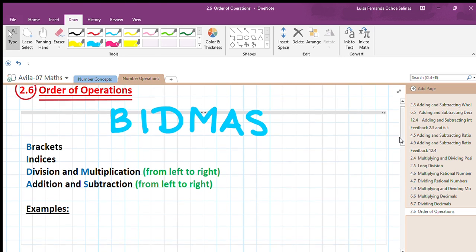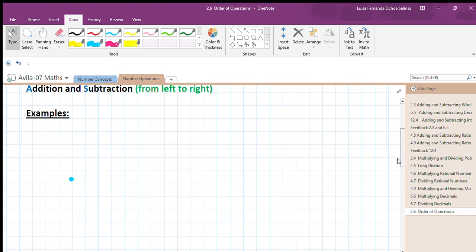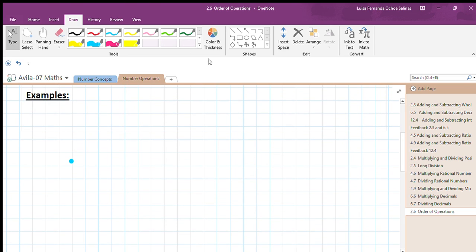Okay, so let's start with some examples here. Good. I'm going to erase this dot here. So let's do our first example. Let's start with something very simple, which is say 6 plus 12 divided by 4. So if we do this, brackets, I don't have any brackets. Indices, I don't have any indices. Multiplication and division, yes, I do.